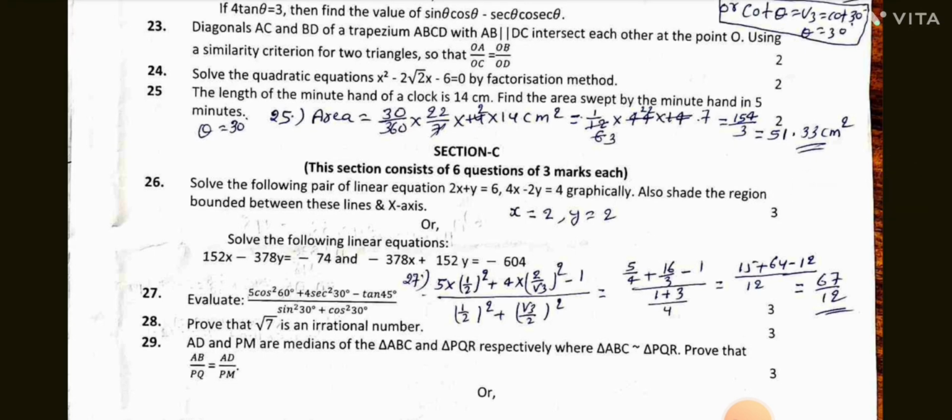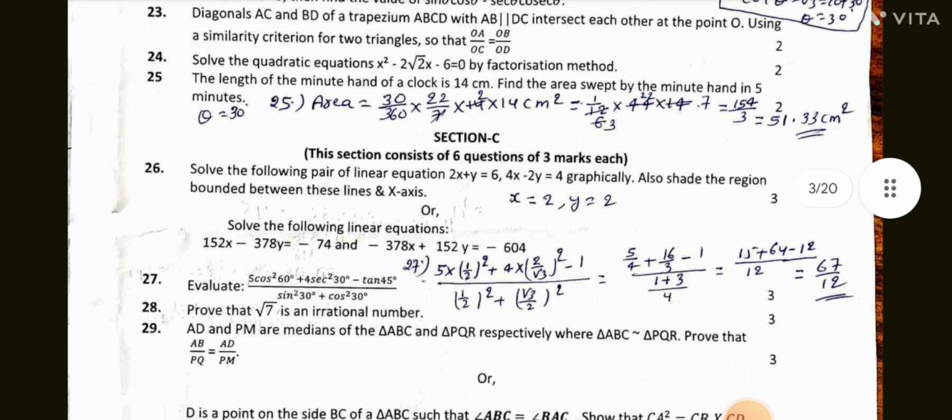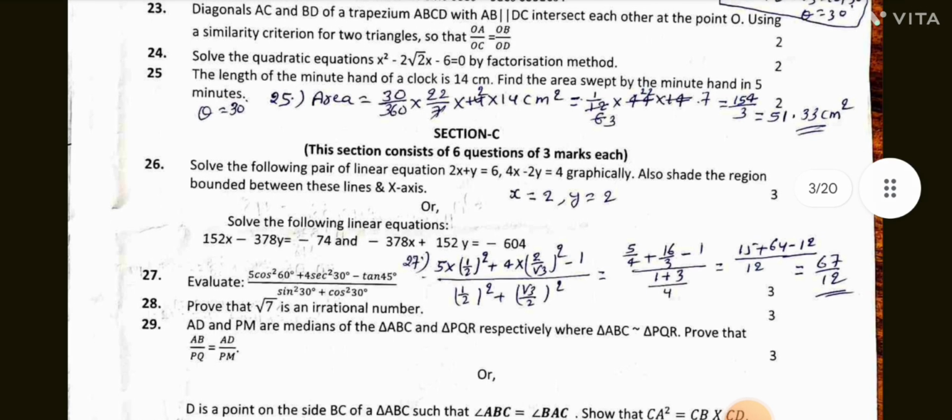Now we need to find the area. Area will be theta by 360 into pi r square. Theta 30 degree. 30 by 360 into 22 by 7 into r into r, means 14 into 14. By simplifying we can get 154 by 3 centimeter square. Or if we convert into decimal, it will be 51.33 centimeter square. It is the right answer.